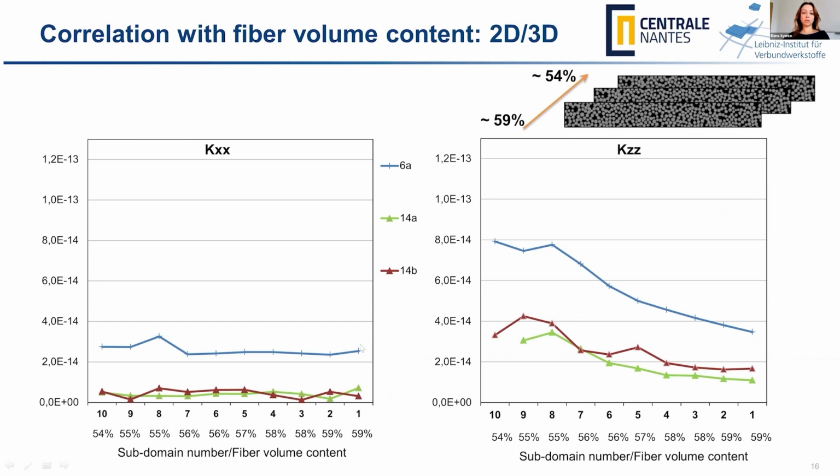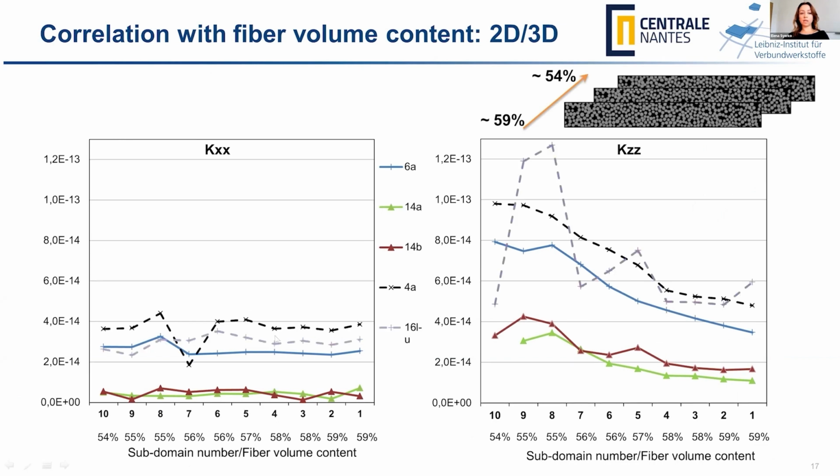And so here you can see the 2D results calculated on these subsections. And you can see that the Kz has this decreasing trend and not Kx. And then when we add the results of the 3D, how they correlate, you can see that this trend can be retrieved by both 2D and 3D, some of them.